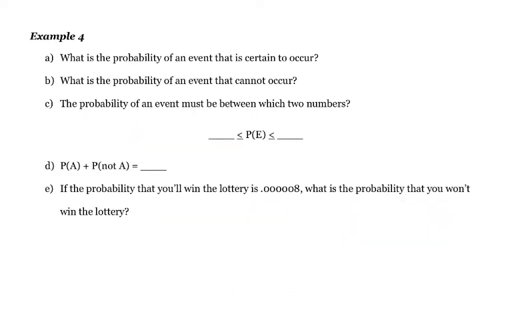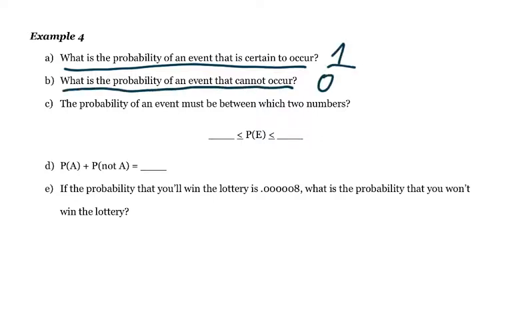So let's answer some questions about these. What is the probability of an event that is certain to occur? That's going to be 1. What is the probability of an event that cannot occur? That's going to be 0.